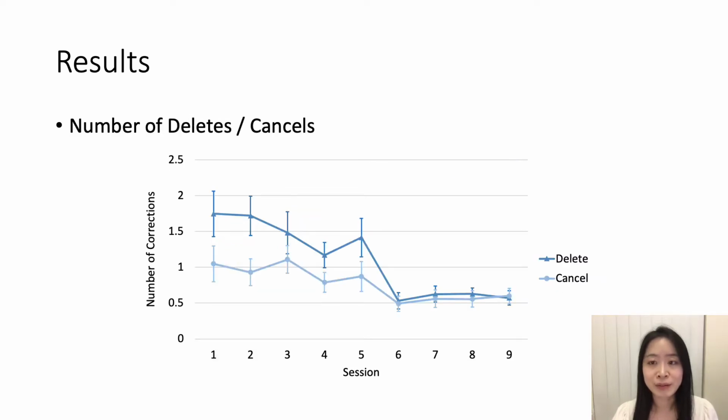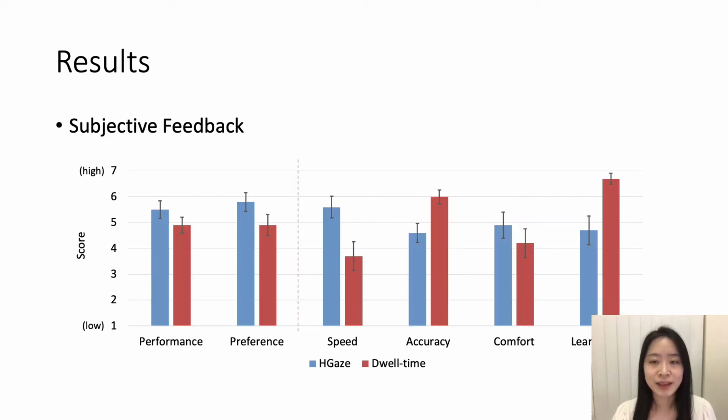The mean number of deletes and cancels when using HGaze typing is shown here. The average number of deletes reduced from 1.75 in session 1 to 0.57 in session 9, and the number of cancels reduced from 1.05 to 0.6. HGaze typing has a higher perceived performance score and is preferred by participants. Participants like the concept of using various head gestures, especially the concept of using the tilting gestures to select words.